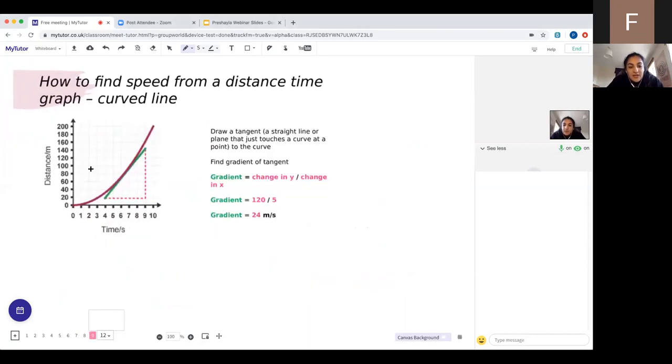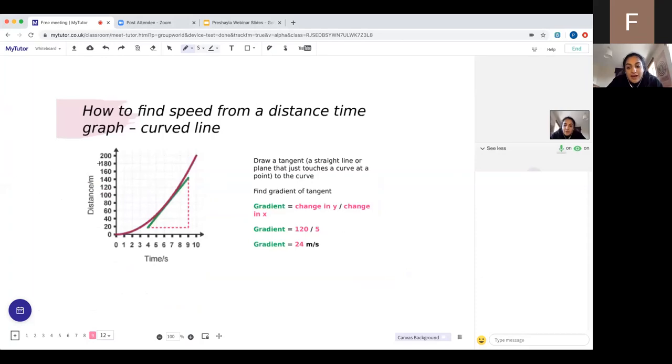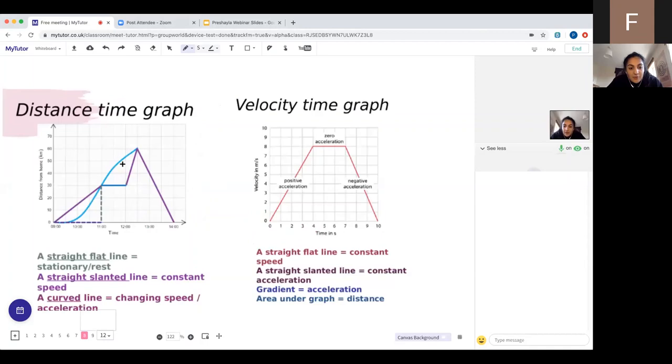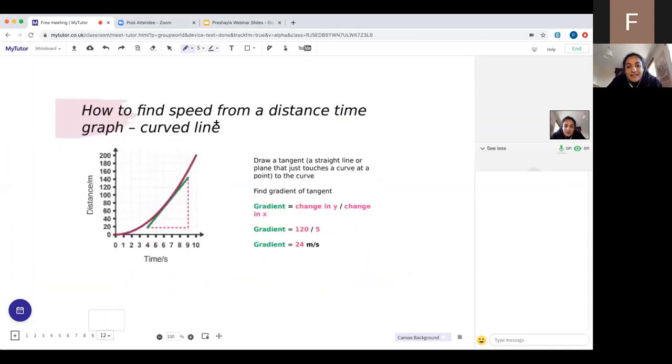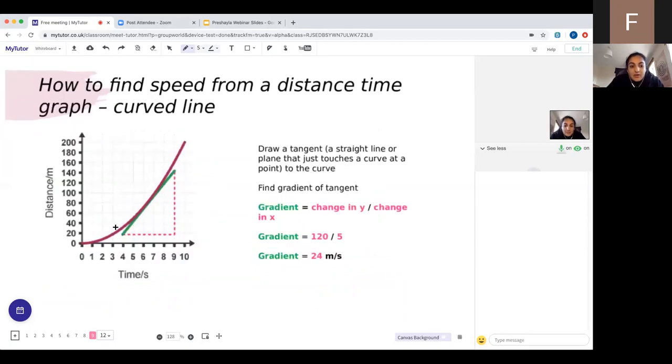How do we find speed from a distance time graph when we have a curved line? So on a distance time graph, a curved line is changing speed. So how do we find that instantaneous speed in this portion here? So you can see that we've got a curved line, but in this region from here to here is pretty much a straight slanted line, right? It curves a bit at the ends, fair enough, but it is pretty much a straight line. So we're going to estimate it using a straight line.